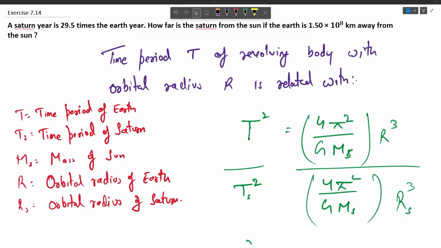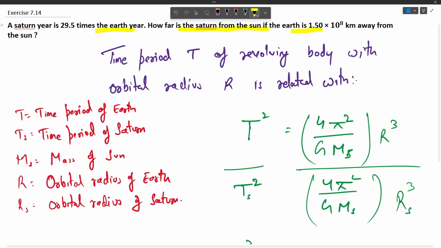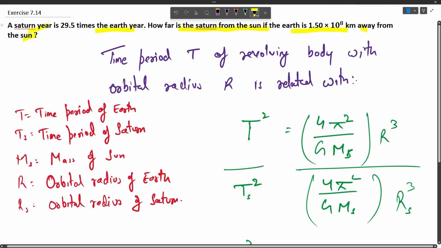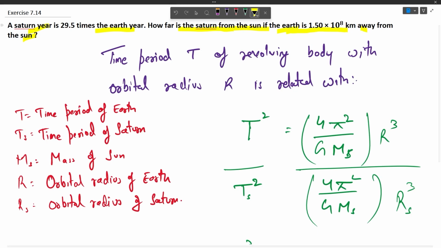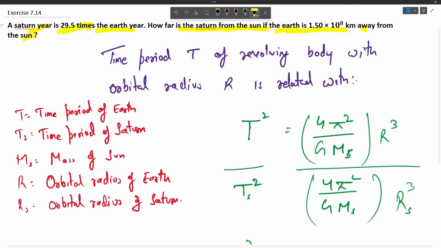The question says that a Saturn year is 29.5 times the year of Earth. How far is Saturn from the Sun if the Earth is 1.5 × 10^8 kilometers away from the Sun? So here we have been given the comparison of Saturn and planet Earth, which both revolve around the Sun, and one has a time period of 29.5 years as compared to Earth, that is, Earth is having a time period of 1 year.